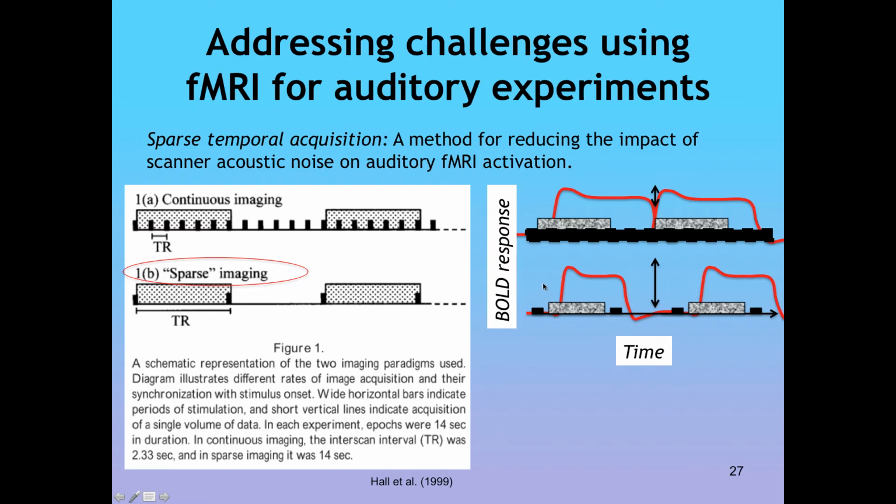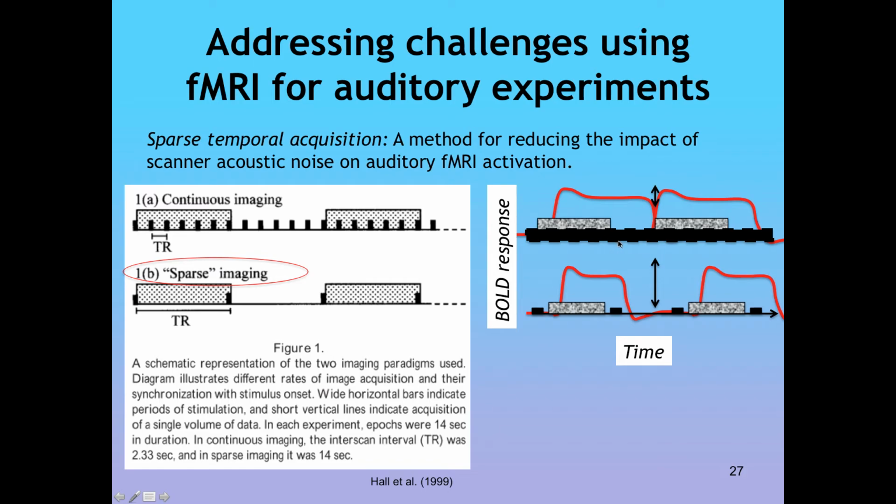So instead of this, we do something where it's like, silent period, silent period. And within those silent gaps, we play the auditory stimuli so that participants can hear it with the least amount of acoustic contamination. And that makes a difference for the BOLD response that we're measuring.